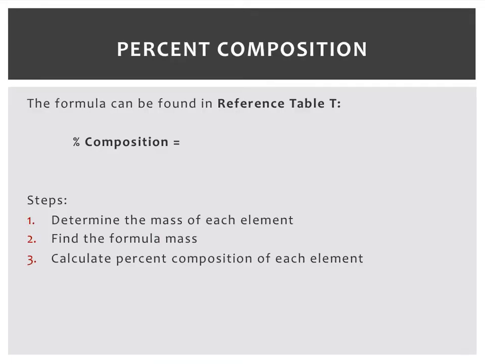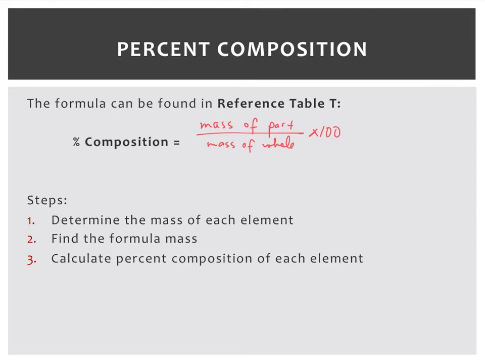Percent composition is found in reference table T of the reference table. And here I'm going to write it out for you. Mass of the part over mass of the whole times 100. I may not be copying it word for word from the reference table, but it pretty much gives the gist of it. And here are the 3 steps, the main steps.